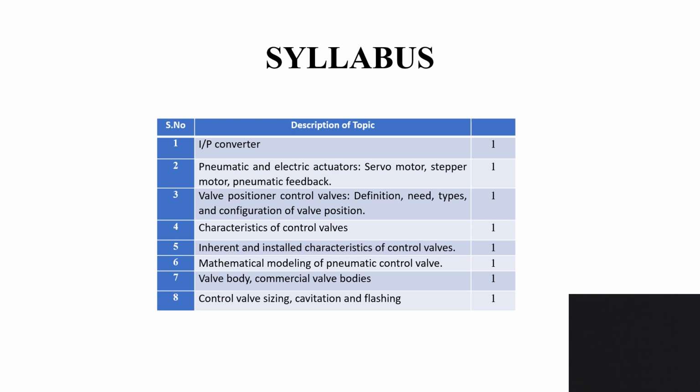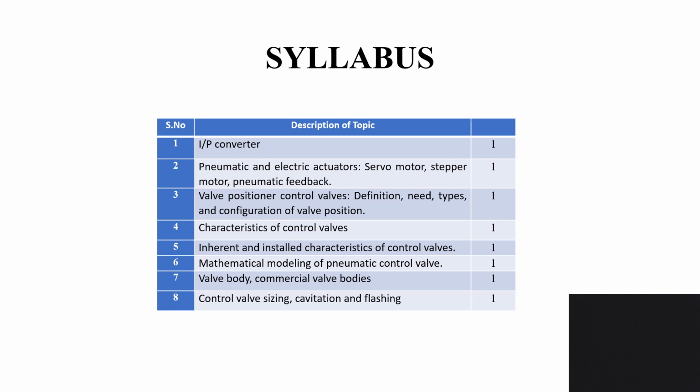First is the current to pressure converter, followed by pneumatic and electric actuators. We call the final control element an actuator. As already discussed, the control signal is transferred to the process with the help of a final control element, which physically alters the operating conditions of the dynamic system. When you want to physically alter the dynamic conditions, we go for an actuator. Actuators are devices capable of carrying the control signal from the controller to the process.